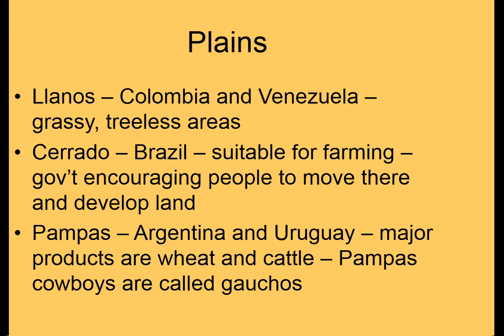Okay. Major products are wheat and cattle. Wheat, very big in the area. Cattle, very big in the area as far as we're talking about economics. Money produced in these countries on these plains. Okay. The cowboys there are called gauchos.